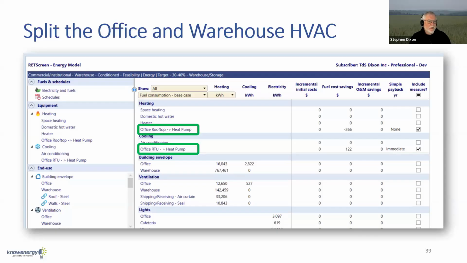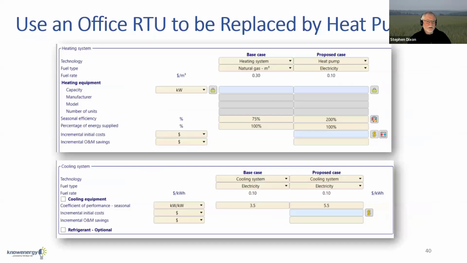Same thing on the office. For the cooling side of it, we're going to do the same thing. We're going to use that rooftop unit to provide heating in the base case as it is today, just a simple natural gas fired unit, and we're going to convert that to a heat pump based system in the proposed case. Again, we're only going to be doing the office area. So here is our base case heating system, as I described, the natural gas system, and then the proposed case system.